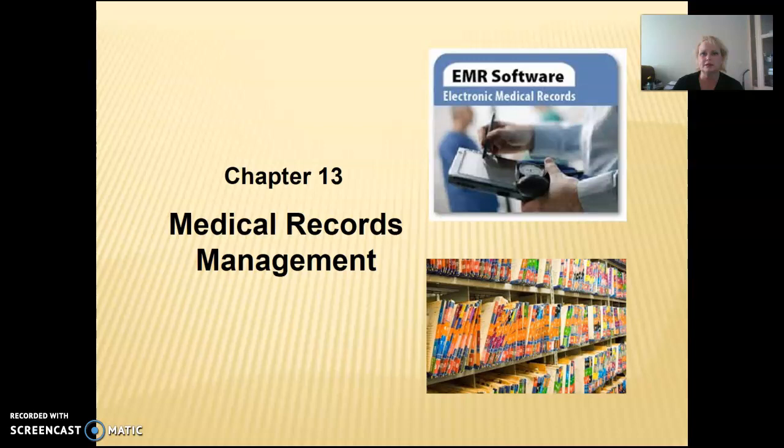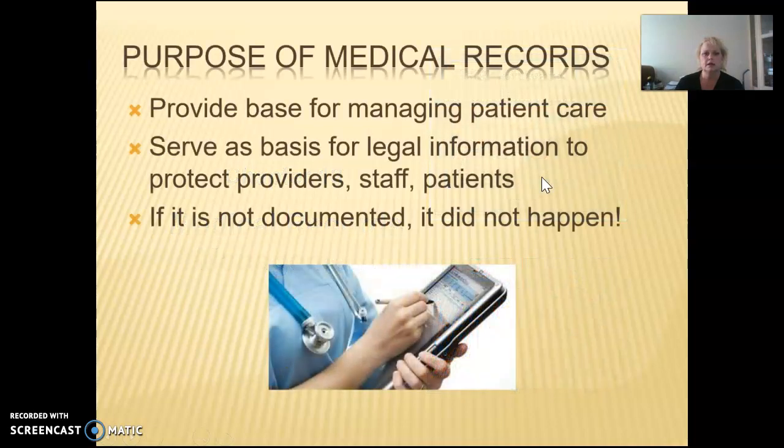So before we had computers, we had paper charts, as you can see here, and now everything is pretty much online in your EMR, okay? And the purpose of medical records, right, provides a basis for managing patient care. It's a legal document that protects providers, staff, as well as patients. And it's always important to remember that if it's not documented, it did not happen. So make sure that you document all your patient care with your patients.